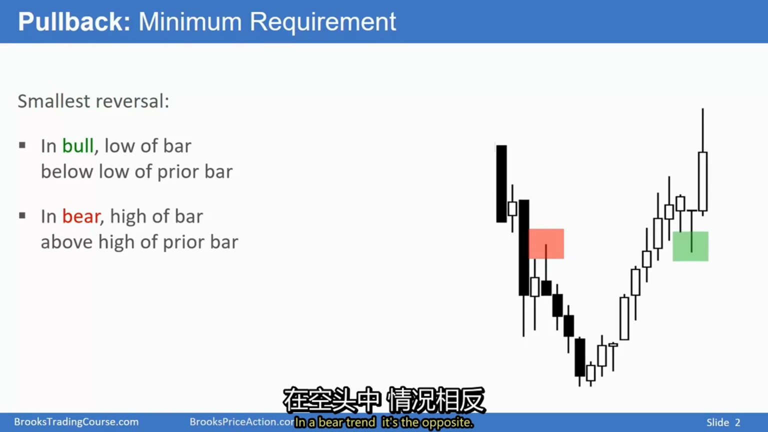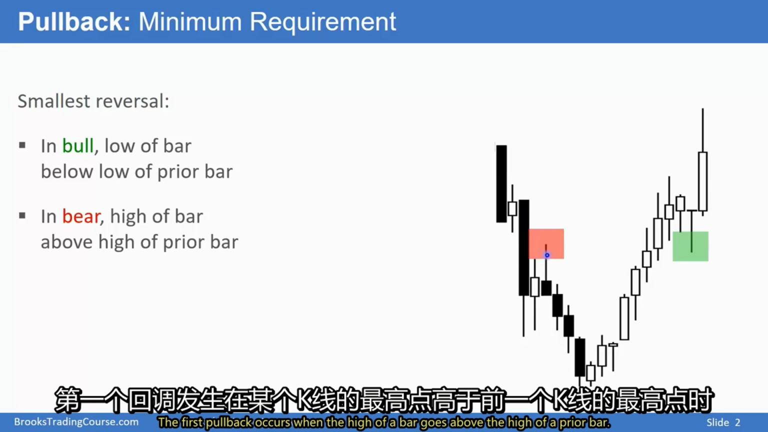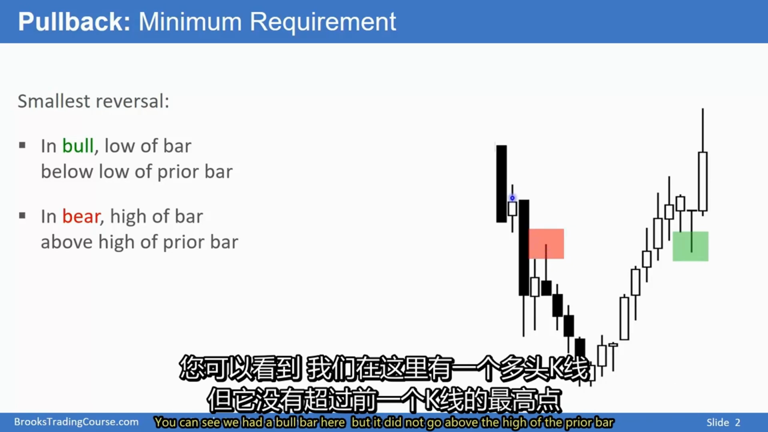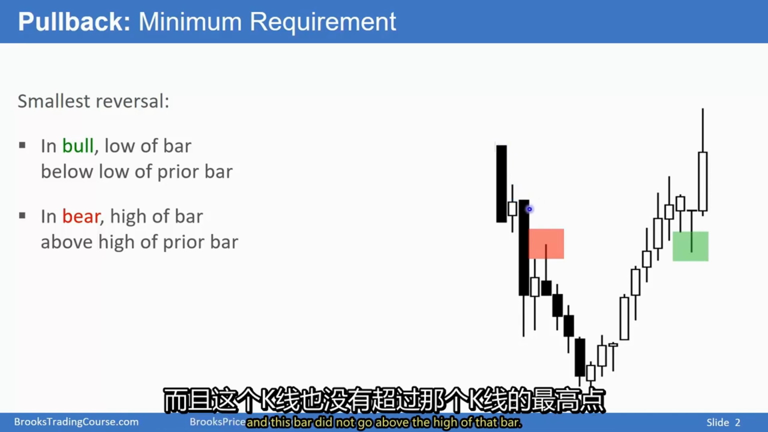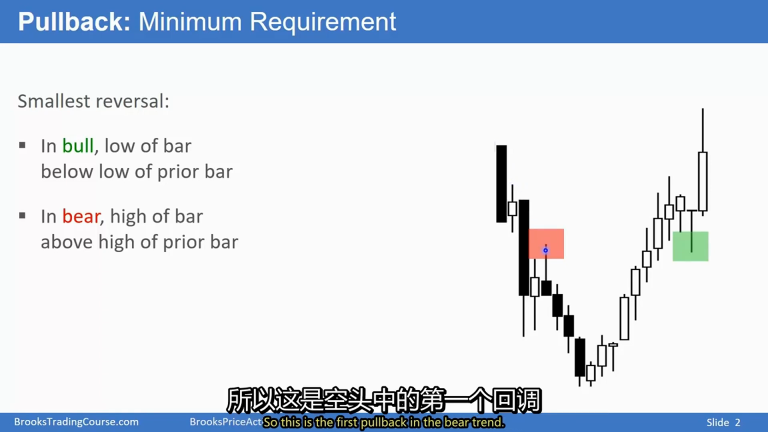In a bear trend, it's the opposite. The first pullback occurs when the high of a bar goes above the high of a prior bar. You can see we had a bull bar here, but it did not go above the high of the prior bar, and this bar did not go above the high of that bar. So this is the first pullback in the bear trend.